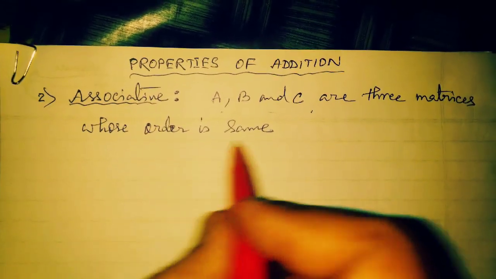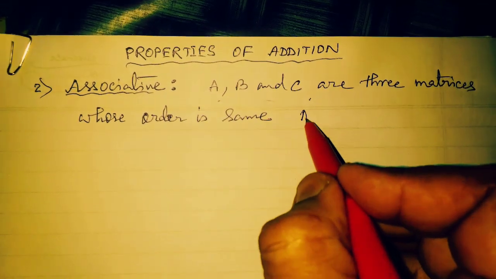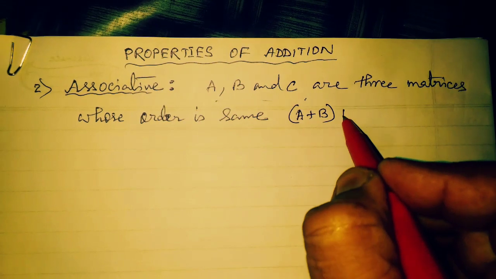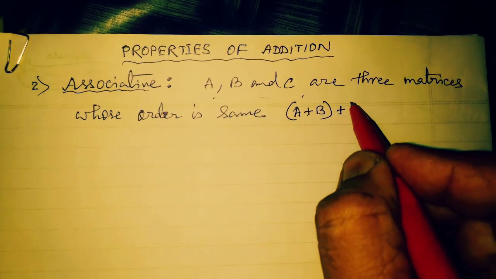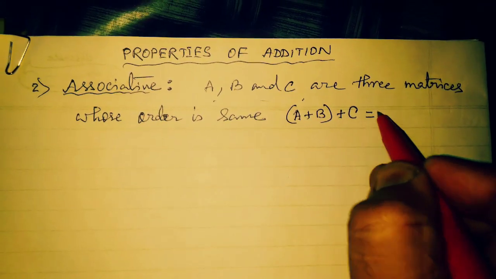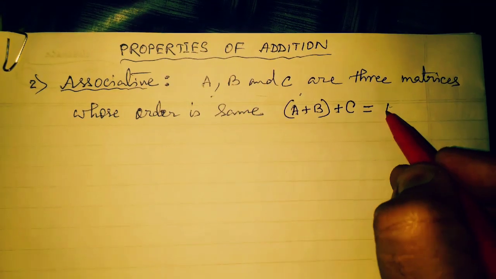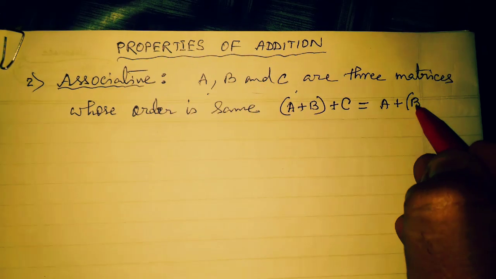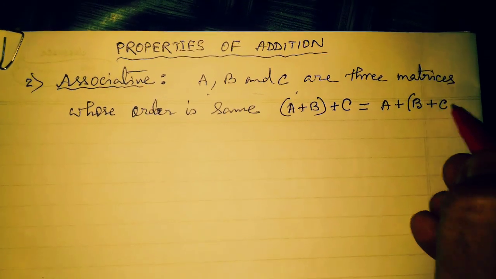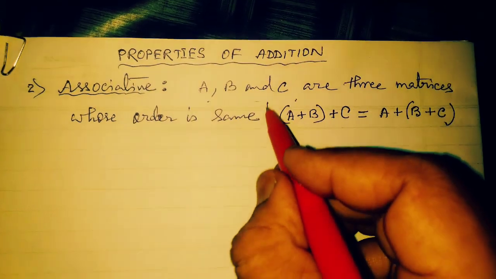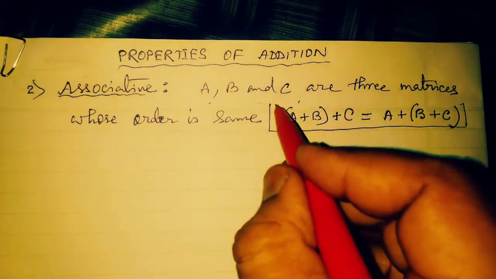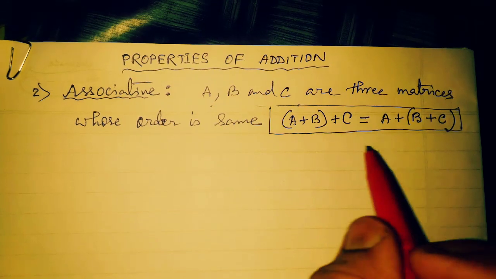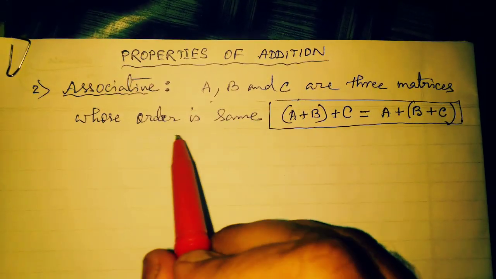Then according to the associative law, if we add A plus B and add whatever result comes to the C matrix, that will equal A plus the resultant addition of matrices B plus C. So this is the associative property. Matrix addition is associative if all three matrices have the same order.